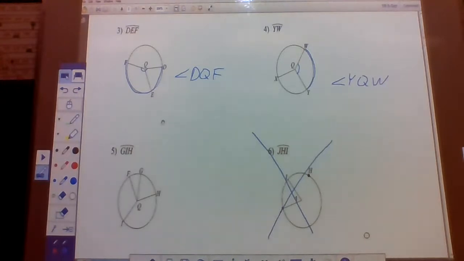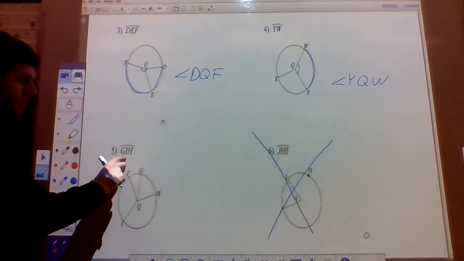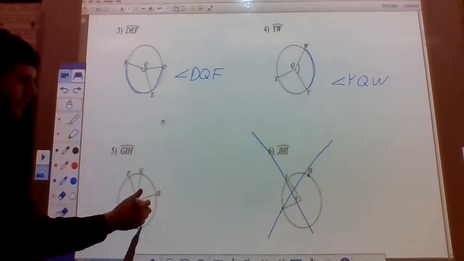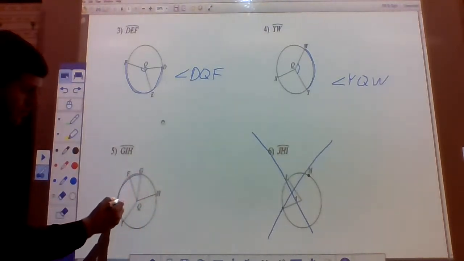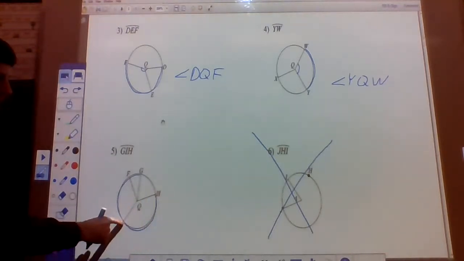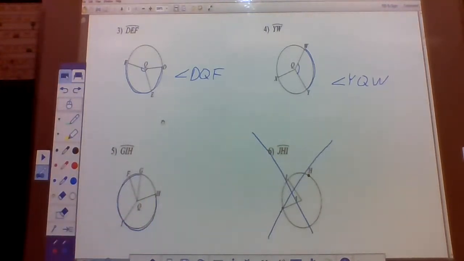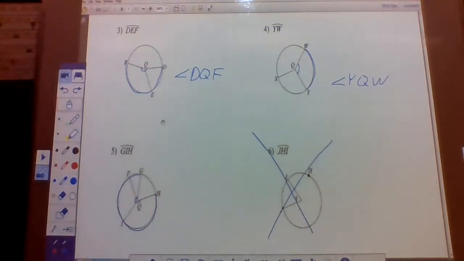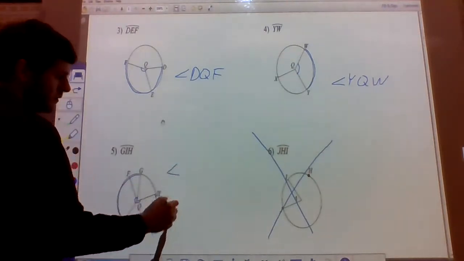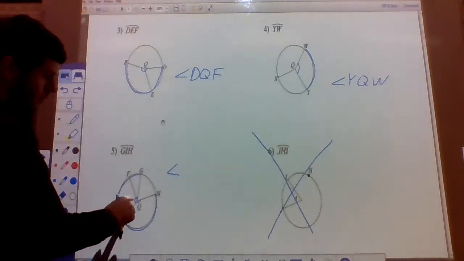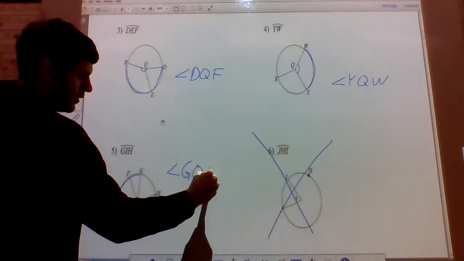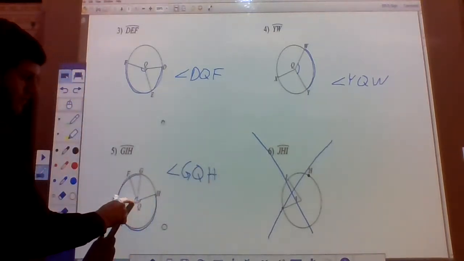Number 5, we have arc GIH. So it's a major arc because we got 3 points. And we're connecting G to H, but we want to go through point I. So here's G. We want to go all the way around to H through point I. So that angle right there is going to be this angle right here. So that's going to be angle GQH. Okay, GQH.